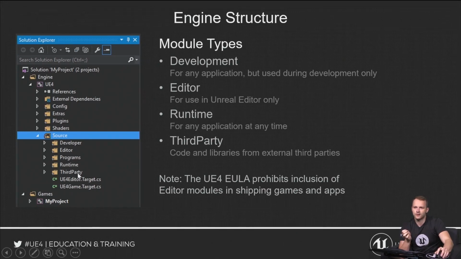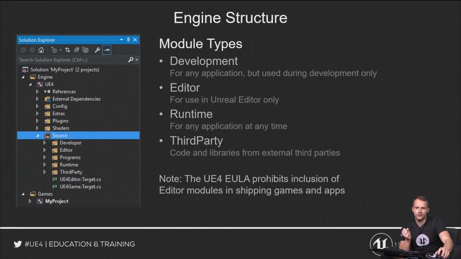And then there's also a third-party folder which contains all the modules with code that we didn't actually write at Epic Games. Our engine also uses a lot of libraries that were written by other companies or other people, so we're trying to reuse as much as possible so we don't have to reinvent the wheel.